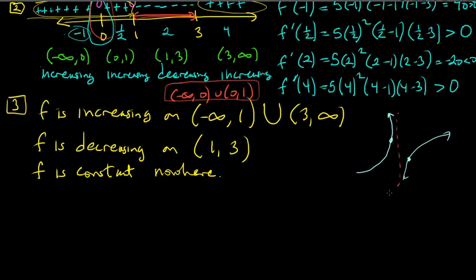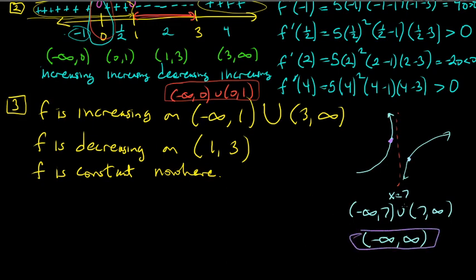Let's say that this is x equals 7. It's increasing from negative infinity to 7, and then again from 7 to infinity, but we cannot say it's increasing from negative infinity to infinity for the reason I just mentioned, that this point here is higher than this point here. So we're not increasing, we're decreasing. So yeah, we can't skip over the 7 here in this case.